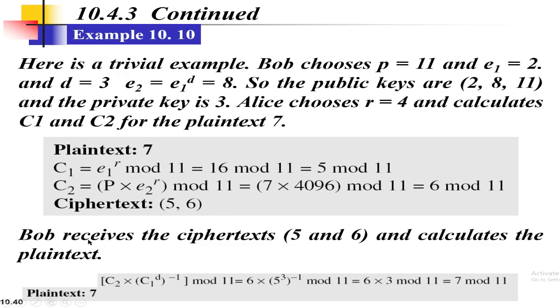Now Bob receives the ciphertext 5 and 6 and calculates the plaintext. The formula is C2 times C1 to the power D inverse mod 11. So 6 times 5 cubed inverse mod 11. After calculation we get 7 mod 11. So 7 is the plaintext, we can verify that.